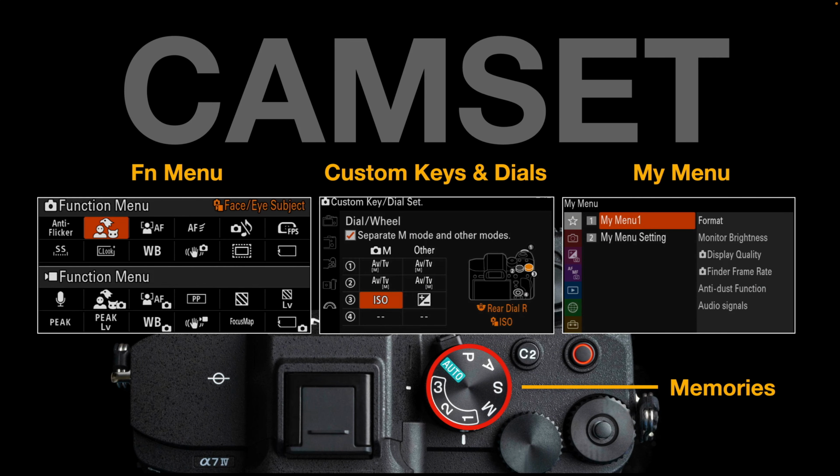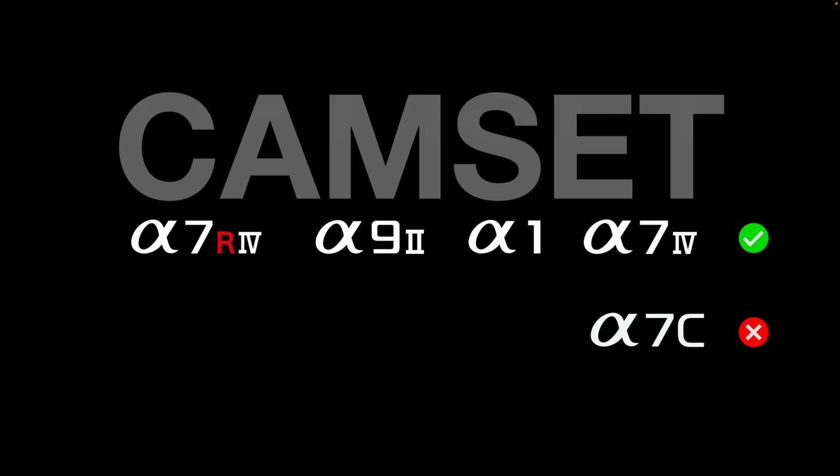Now, for people with late model Alpha cameras, I do have cam sets which will help you set up the camera simply by putting a file on a memory card and then loading that, and then your camera will be set up exactly the same as my camera in this regard. Now, it is only available for late model Sonys. It first appeared on the Alpha 7R4, then moved on to the Alpha 9 II, A1, Alpha 7 IV.